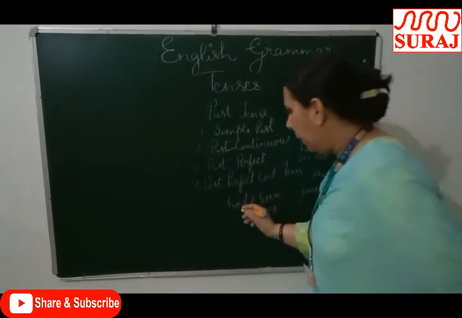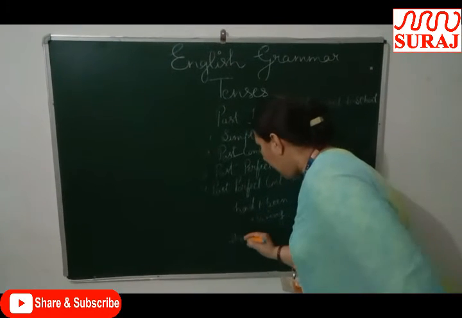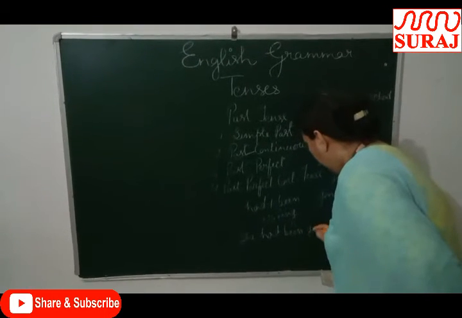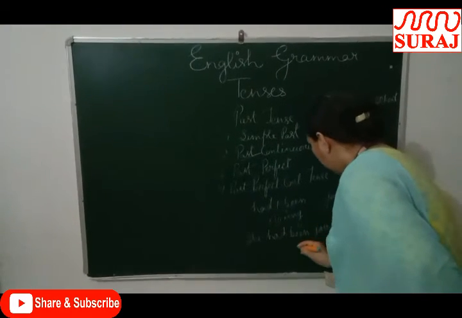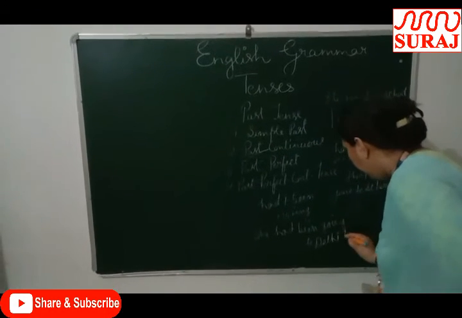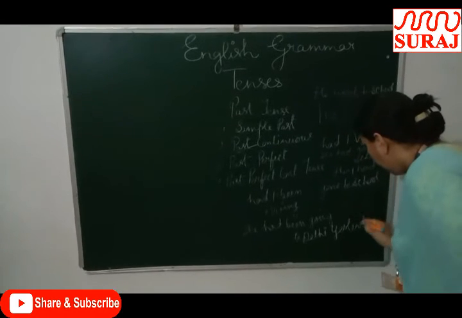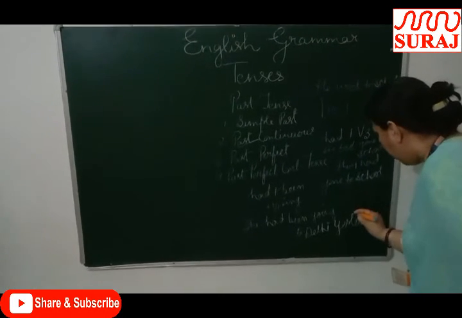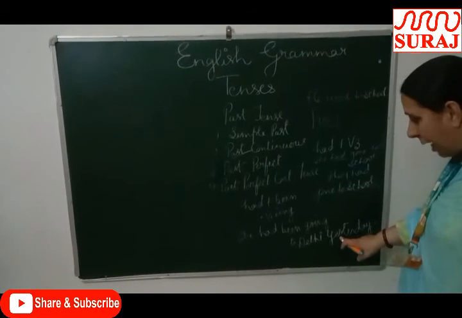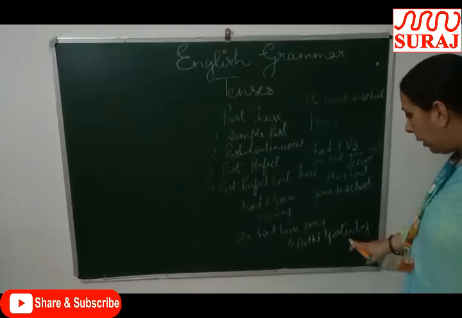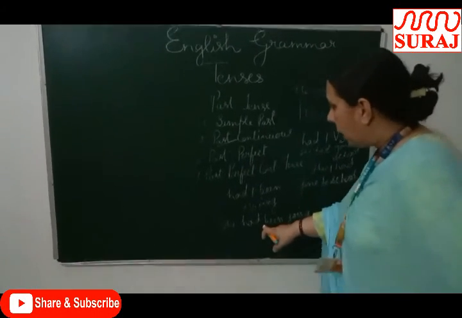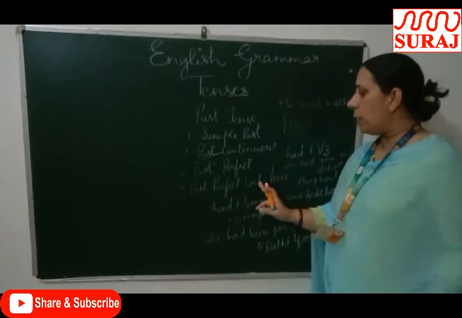Just look at an example. She had been going to Delhi yesterday. Look at this, yesterday is the time indicator. This is an example of past perfect continuous tense.